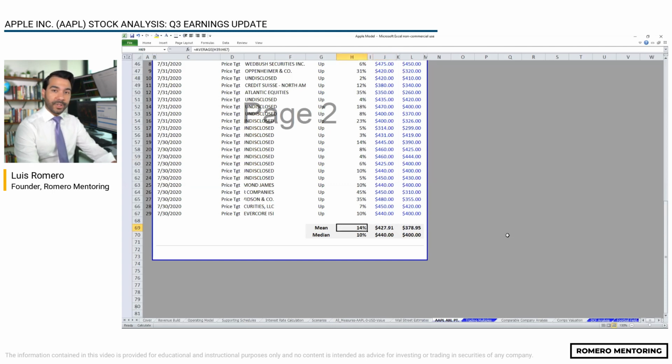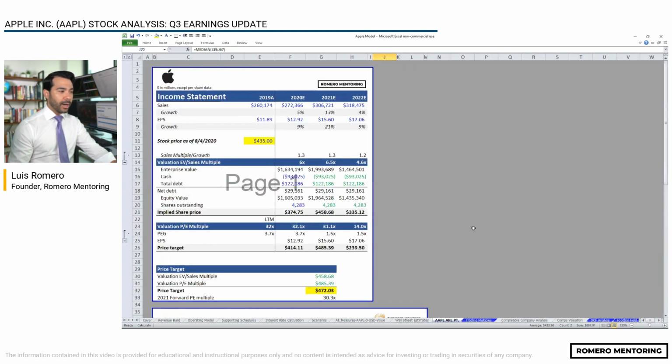This was a 14% increase. On a median level, $440 with a 10% increase. Now, are these price targets reasonable? Well, we need to do our own analysis, and that's what we're going to apply here. Let me scroll all the way up, and right here we have our income statement.